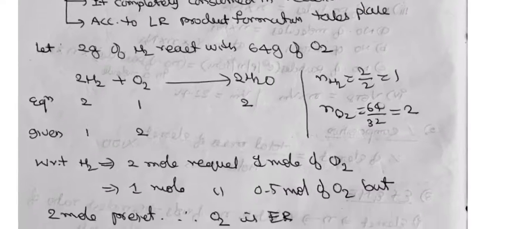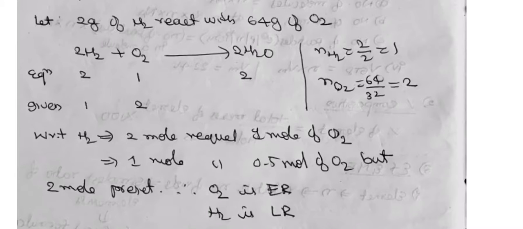One simple example we will take to handle the question. Let them give 2 grams of hydrogen reacting with 64 grams of oxygen to form water. Which is the limiting reagent, which is the excess reagent, how much product will be formed, and how much excess reagent is left unreacted, we can find by using the equations. First write the balanced equation: 2 moles of hydrogen reacting with 1 mole of oxygen and giving 2 moles of water. Here they have given 2 grams, which means 1 mole, and 64 grams of oxygen is given, that is 2 moles.